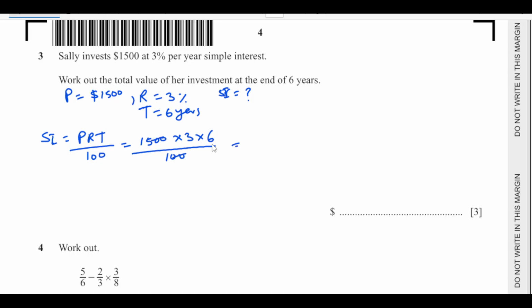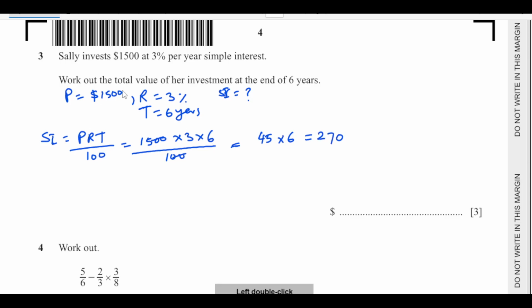This is 15 times 3, it is 45 times 6. 6 times 5 is 30, 6 times 4 is 24 plus 3, 27. 270 is the simple interest.